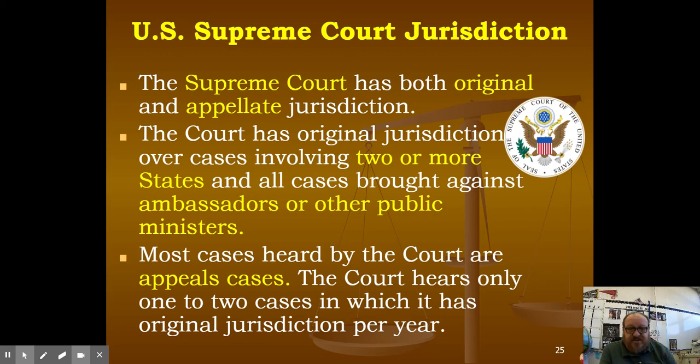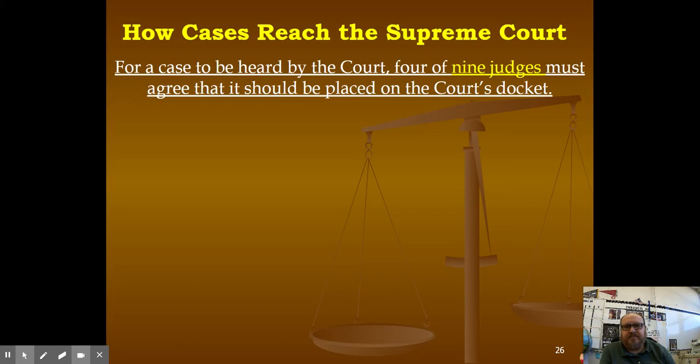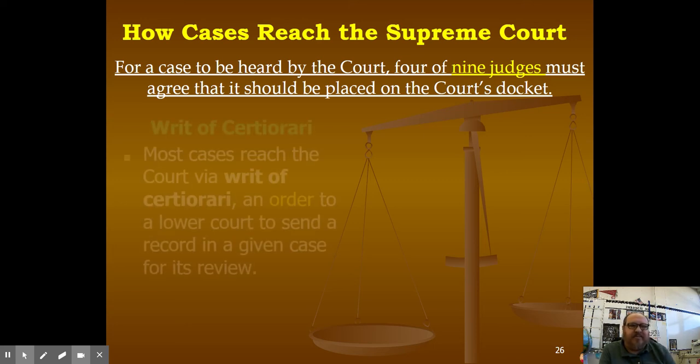Dozens of cases are sent to the Supreme Court every year. Every year, the Supreme Court has to sift through those and decide which of those cases they're going to go ahead and listen to that year. And so they prioritize them by what's going on, basically. If it's a case where something is really very importantly pending, they might hear it right away. Otherwise, they might let it sit for a year or 2. For a case to be heard by the court, 4 of the 9 justices have to agree that it should be placed on the court's docket. That's their calendar, basically.